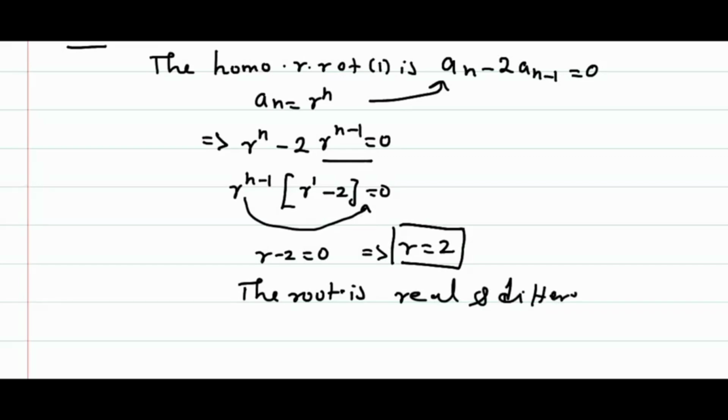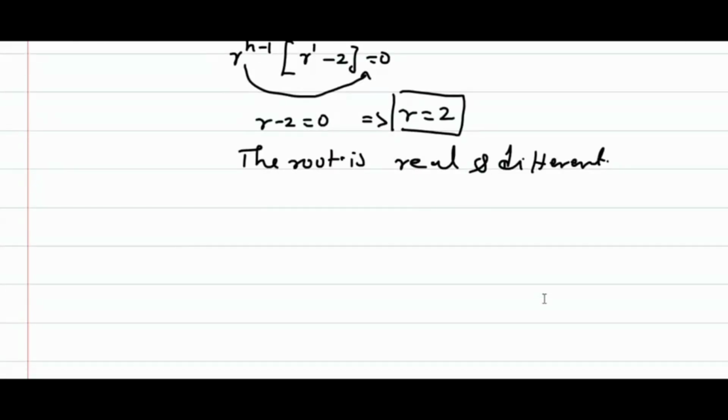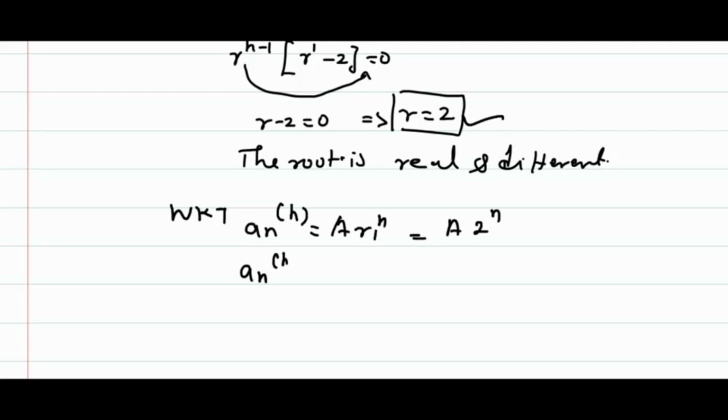So we know the homogeneous solution for roots that are real and different. We know the formula: a_n^(h) equals a into r1 power n plus b into r2 power n, etc. Here we have only one root, so that is nothing but a into 2 power n. Therefore a_n^(h) equals a into 2 power n. So this is called the homogeneous solution of the given equation.